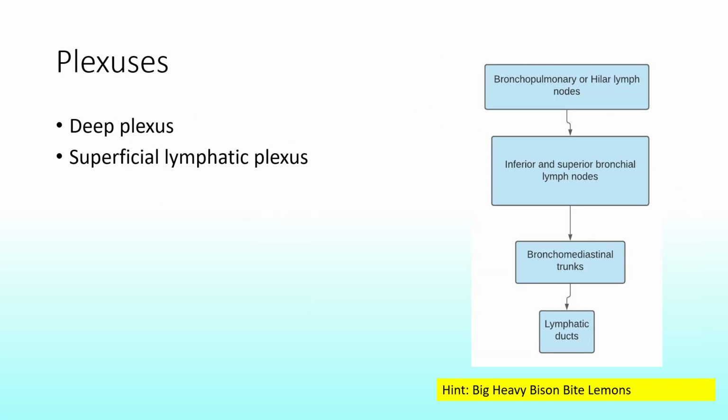Now let's talk about plexuses. There are two, the deep and the superficial lymphatic plexus. The superficial lymphatic plexus is deep to the visceral pleura, and here is a flowchart that I created to summarize the pathway. We start at the bronchopulmonary or hilar lymph nodes, which then drain into the inferior and superior bronchial lymph nodes, and then the bronchomediastinal trunks, and then to the lymphatic ducts. Here is a mnemonic, "big, heavy bison bite lemons," to help you remember the pathway.